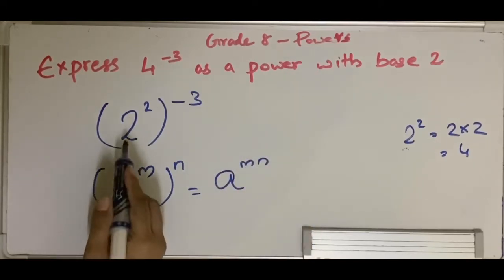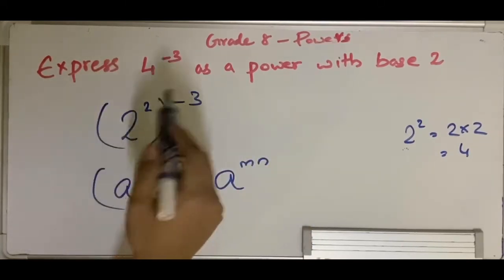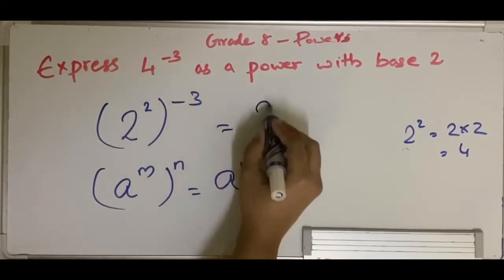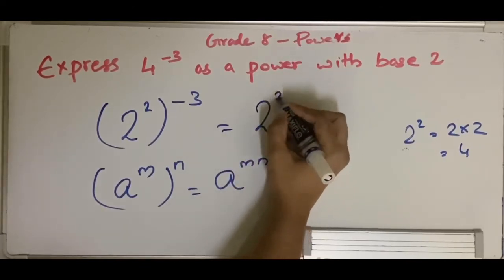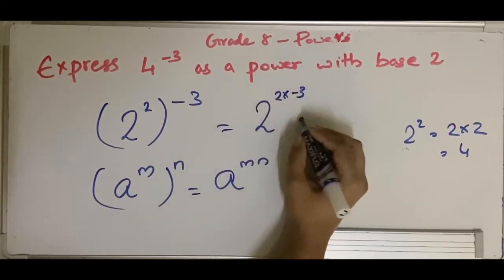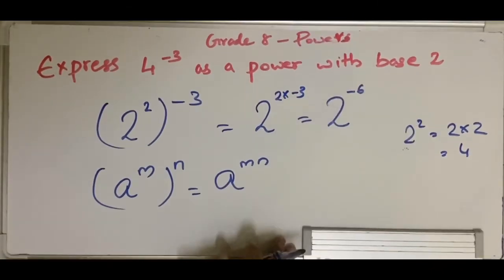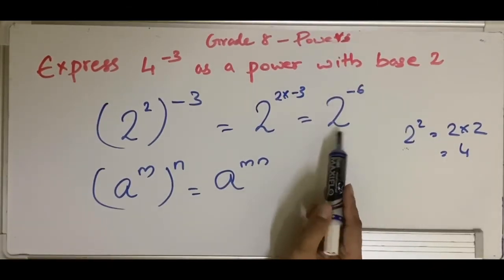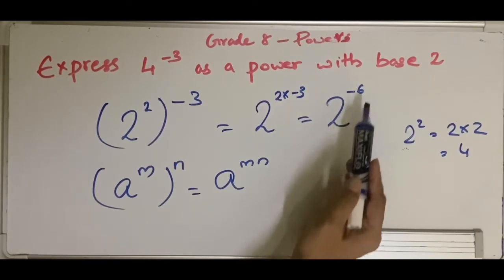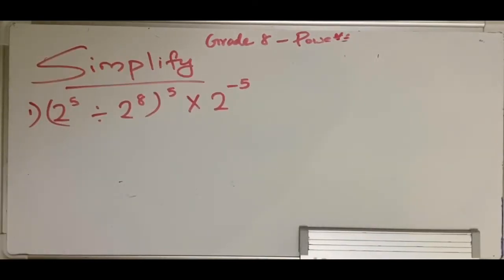Similarly, if I have 2 raised to 2 raised to minus 3, then my final answer would be 2 raised to 2 times minus 3, which will give me the final answer 2 raised to minus 6. So if you look at the final answer here, we have the base 2 with power minus 6. Here this question is about simplifying.